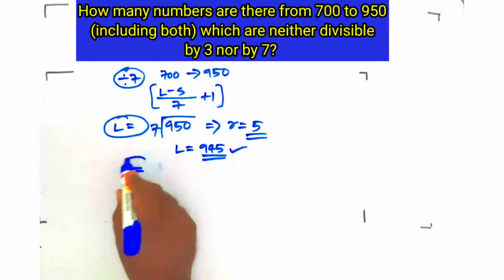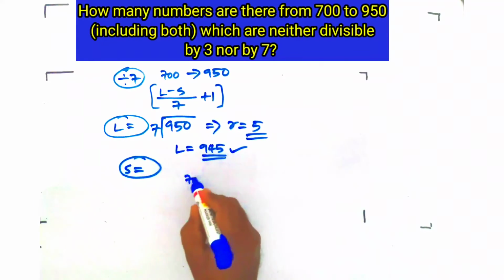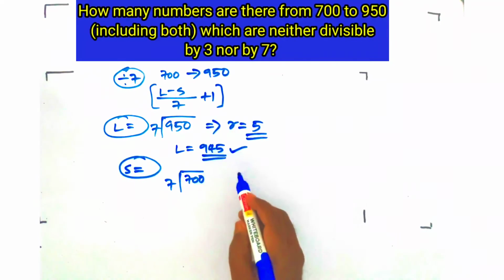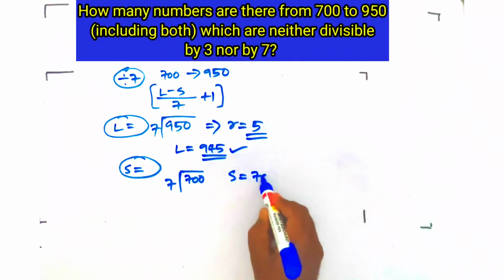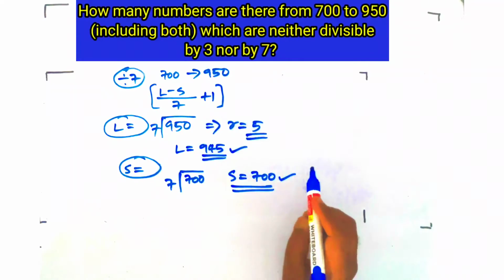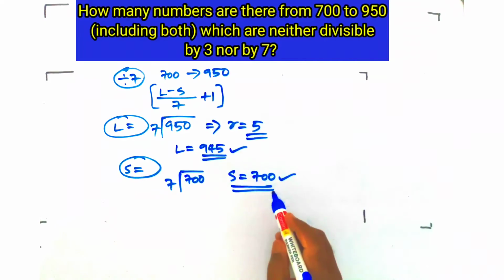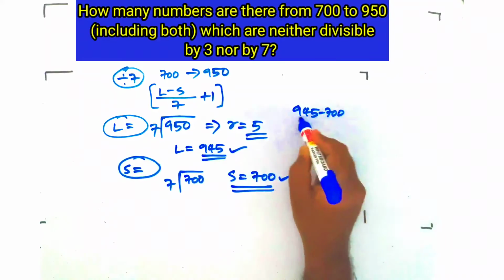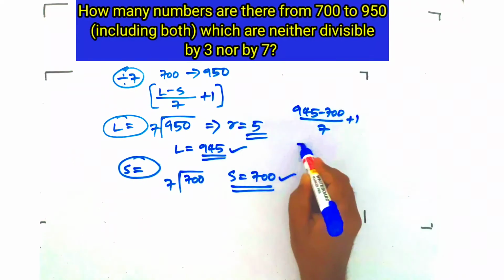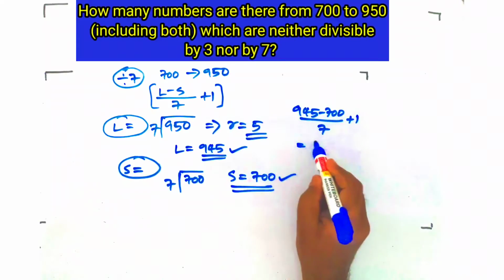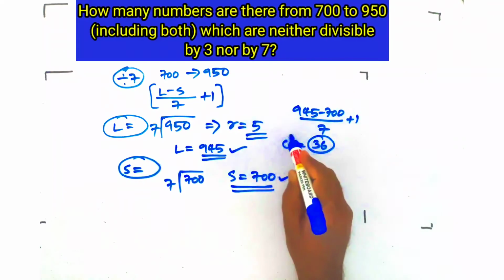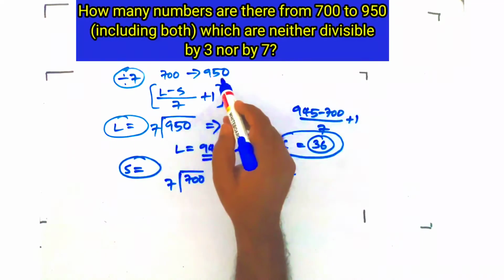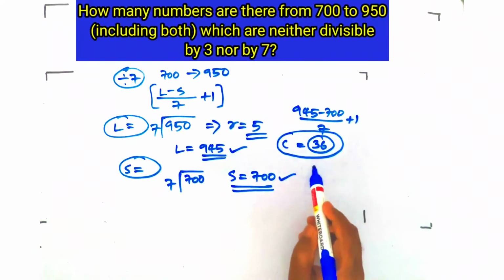Then we have to find S. Divide 700 by 7. We all know that 700 is divisible by 7. So S is equal to 700. Applying these two in this equation, (945 minus 700) by 7 plus 1 is equal to 36. So C is equal to 36. There are 36 numbers from 700 to 950 which are divisible by 7.